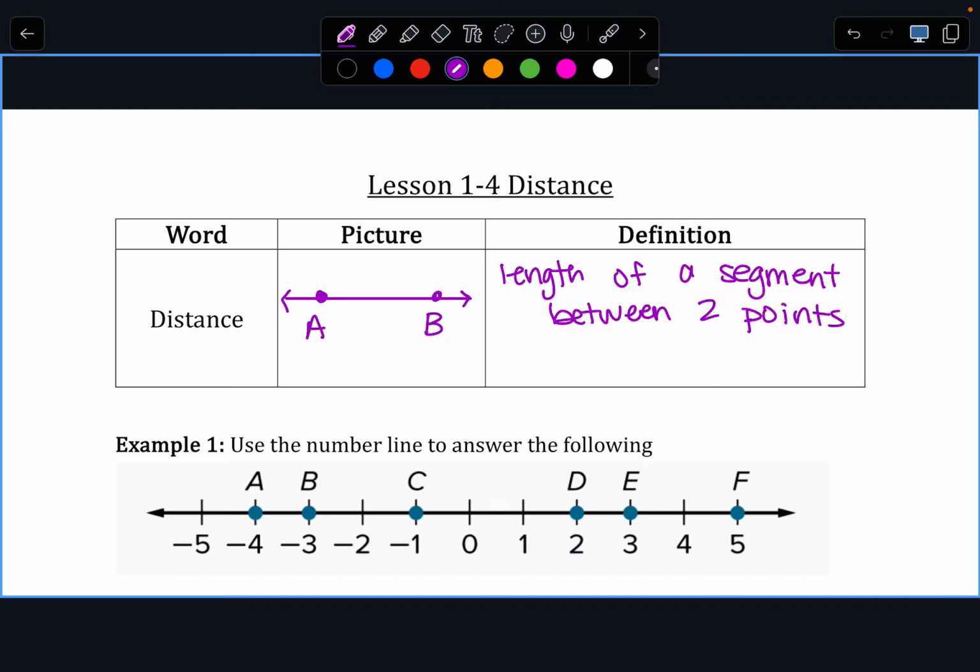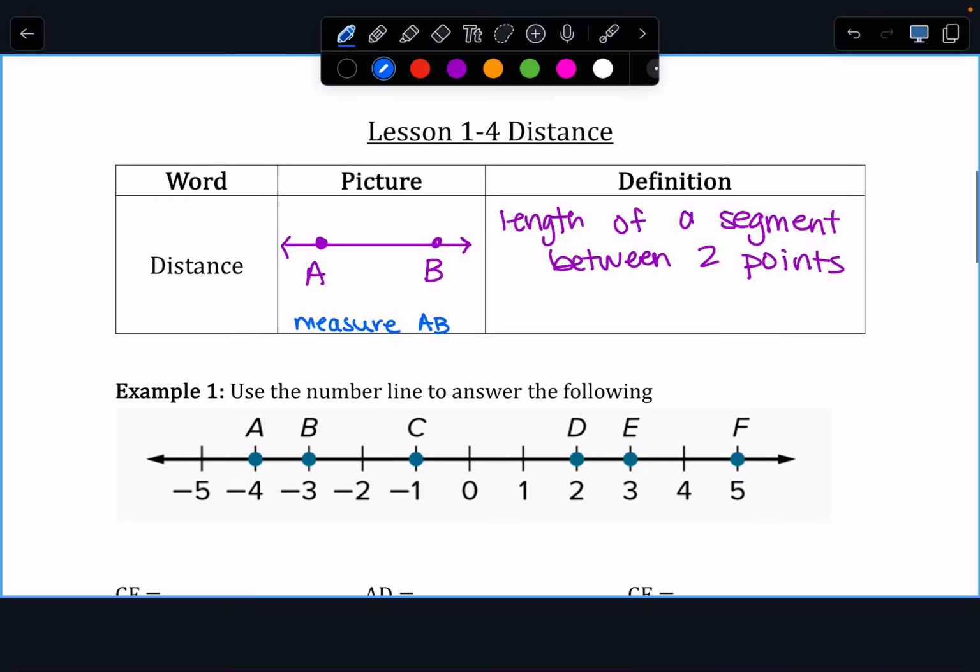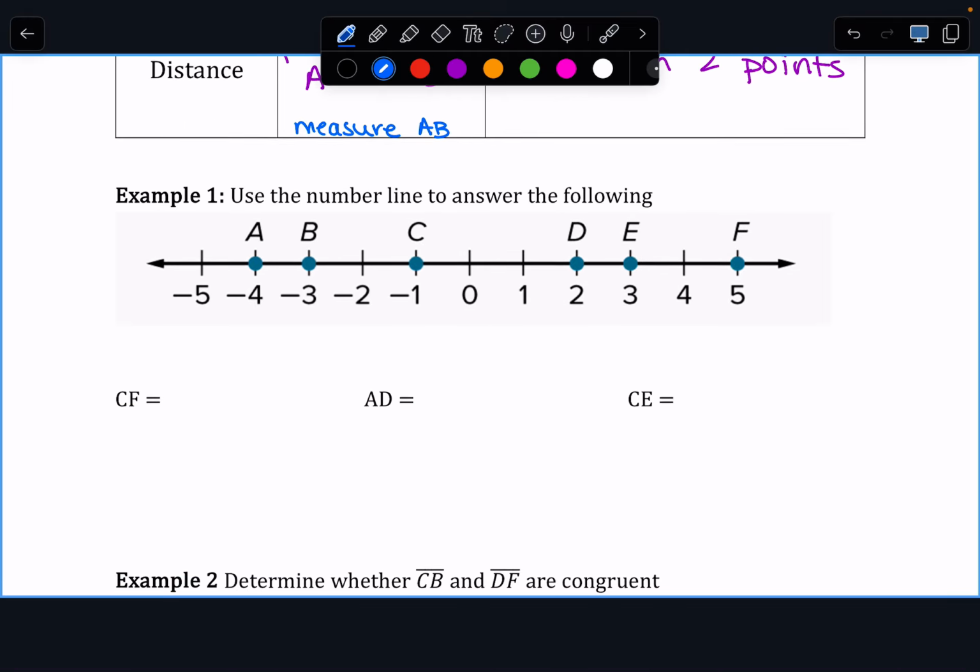Looking at our picture, I'm going to be asking you to find the measure of segment AB. The distance between A and B would be the length of that segment. So we're going to do two things today. We are going to find the distance between 2 points on a number line. We are going to find the distance between 2 points in the coordinate plane. So let's look at example 1.